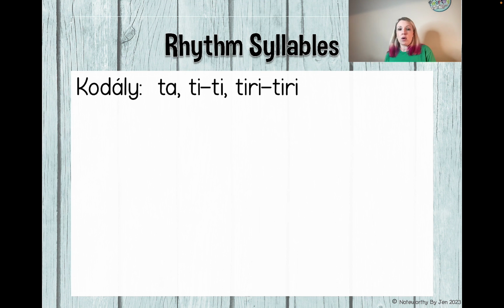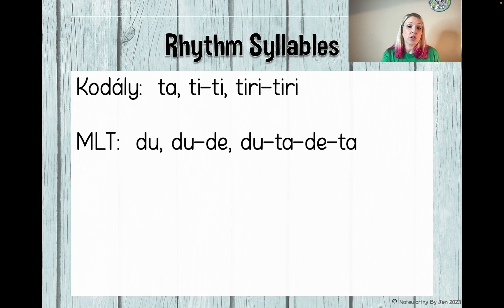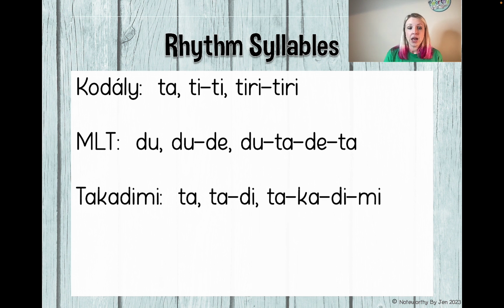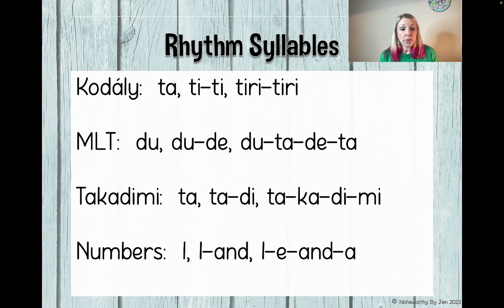So let's talk about rhythm syllables. When we are talking about rhythm syllables, there's lots of different types of systems that you could use. Kodaly would use ta, ti-ti, tiri-tiri, or some people say ticka-ticka. You've got music learning theory, or Gordon, which is du, de, du-ta-de, ta. Takadimi is ta, ka, di, mi. Numbers would be 1, 2, 1-e-and-a.